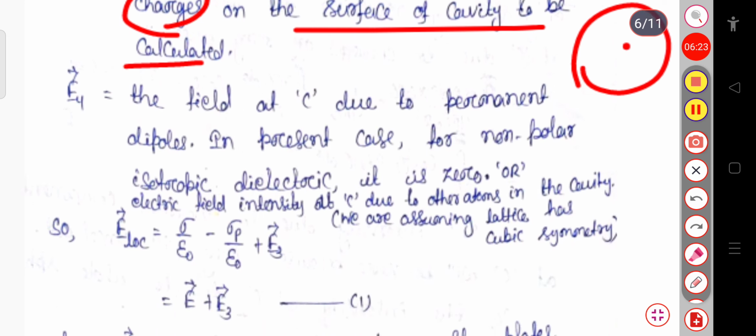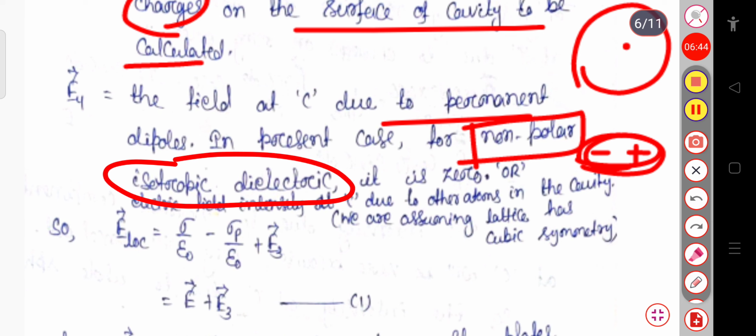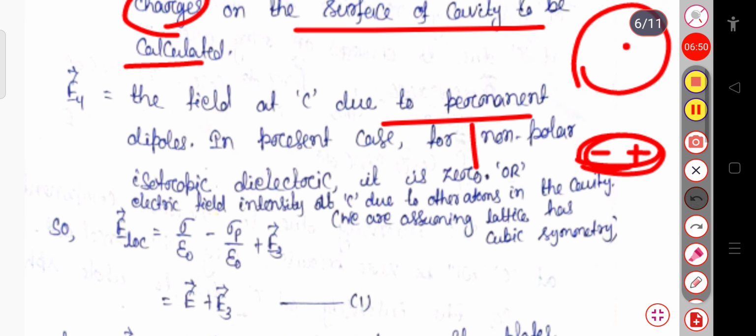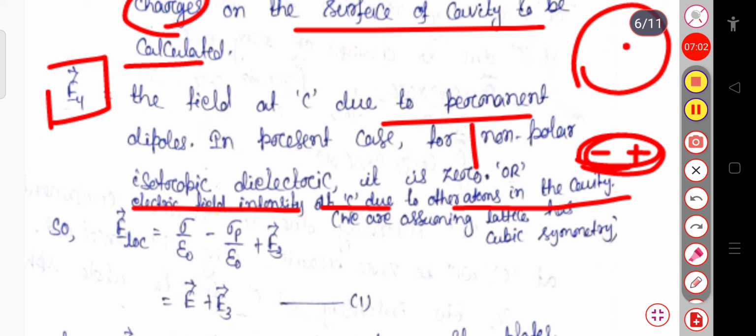Now E4 is the field at C due to the permanent dipole. If the dipoles are permanent, as in the case of polar molecules, the charges are already separated, so there will be a permanent dipole moment. But for the non-polar, isotropic dielectric there will be no permanent dipole moment, so we can consider E4 to be 0. This is the electric field intensity at C due to the other atoms in the cavity, assuming the lattice has cubic symmetry. So E4 equals 0 for the non-polar isotropic dielectric.